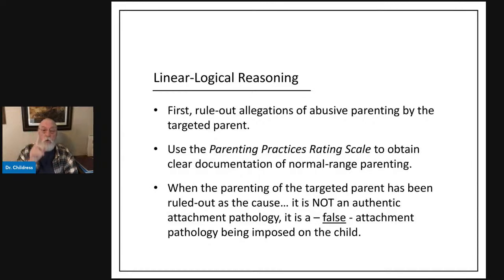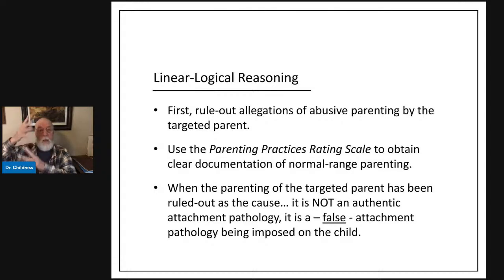First, you rule out the allegations of abusive parenting by the targeted parent. So that's ruling out a true attachment pathology. And for this, I recommend you use the Parenting Practices Rating Scale. It's up on my website.